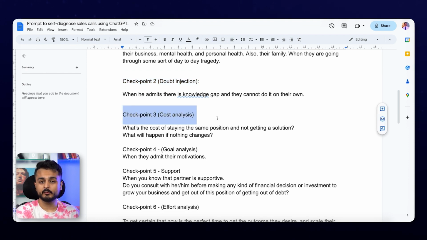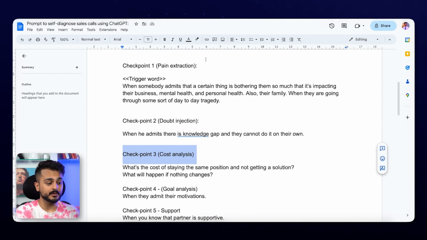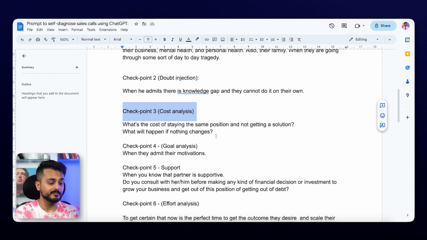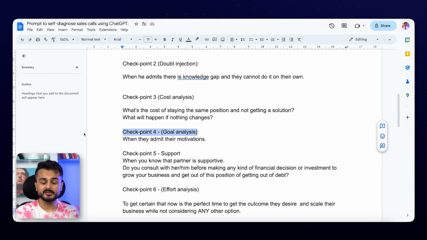And then checkpoint number 3 would be cost analysis. This basically means you must try to understand that if the prospect doesn't solve this problem on their own, which they don't already know how to do, then what will be the cost of staying in the same position, and what has been the cost of staying in this position for a very long time. The fourth checkpoint that you must take care of is to understand their goals and desires. A lot of founders don't do this when they're talking to the prospect because they're so busy trying to pitch their own solution that they don't even care about the prospect, right? So you must understand what exactly their goals are, what they desire, and what's their motivation behind it.